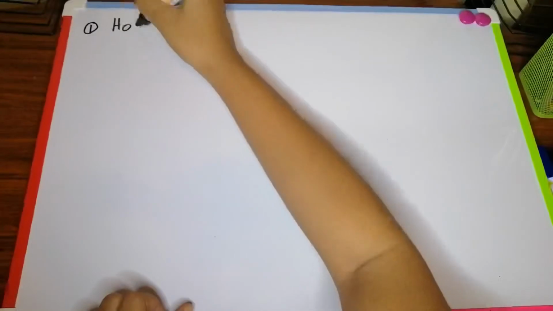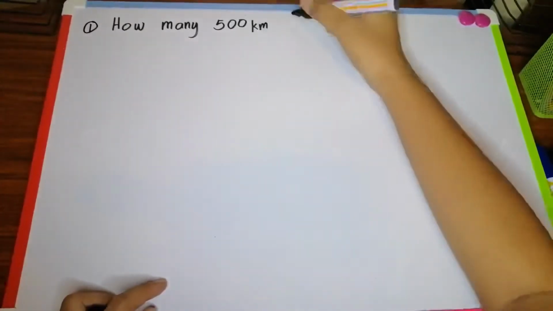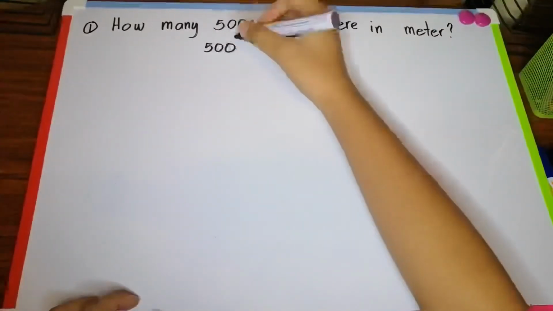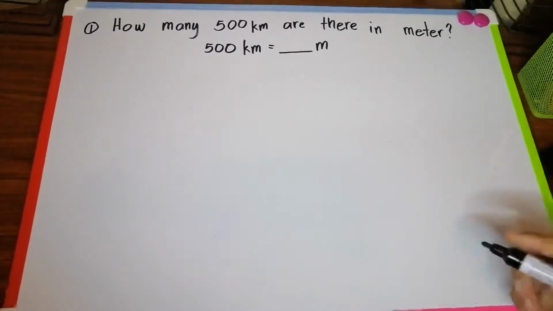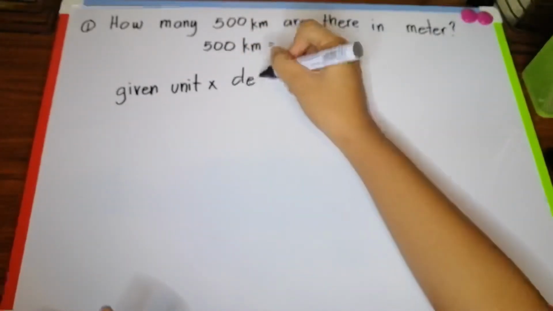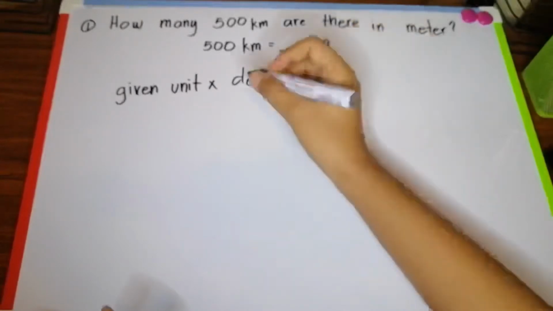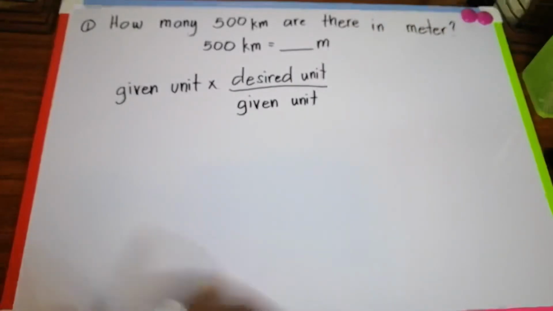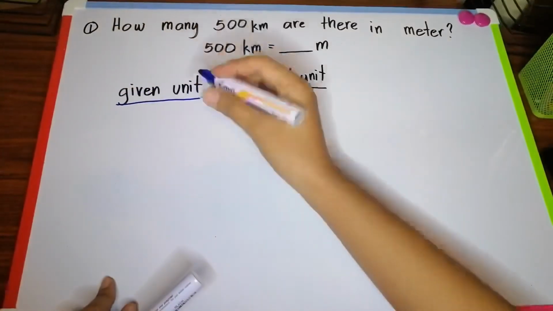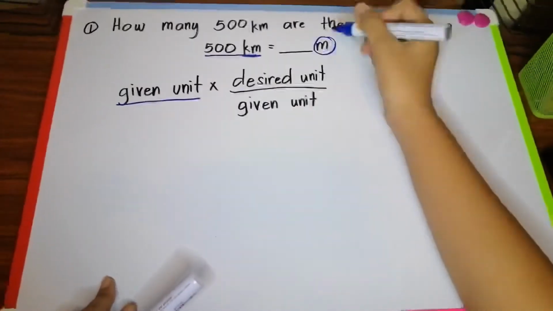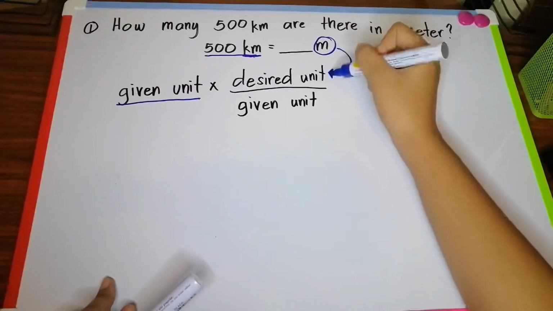Let's have this problem. How many meters are there in 500 kilometers? To simplify this one, it will look like this. To get this one, we will have the given unit multiplied by the desired unit divided by the given unit. In solving this one, the given unit is kilometer, 500 kilometers to be exact. And this meter here is our desired unit.